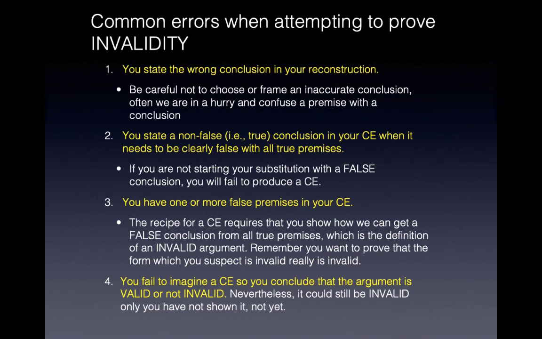Okay? The recipe for a counterexample requires that you show how we can get a false conclusion from all true premises. That's the definition of an invalid argument. Remember, what you're doing here is you want to prove that the form which you suspect is invalid really is invalid. Number 4, you failed to imagine a counterexample, so you conclude that the argument is valid or not invalid.